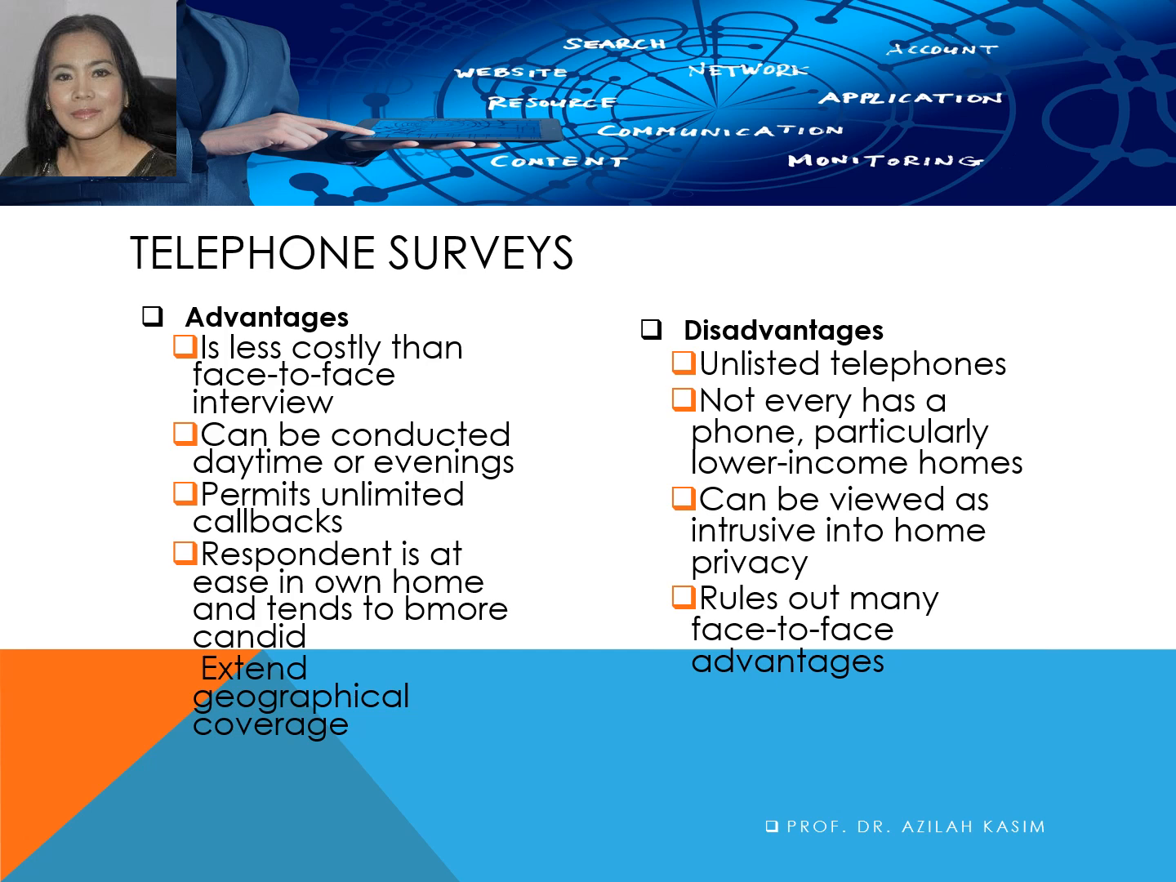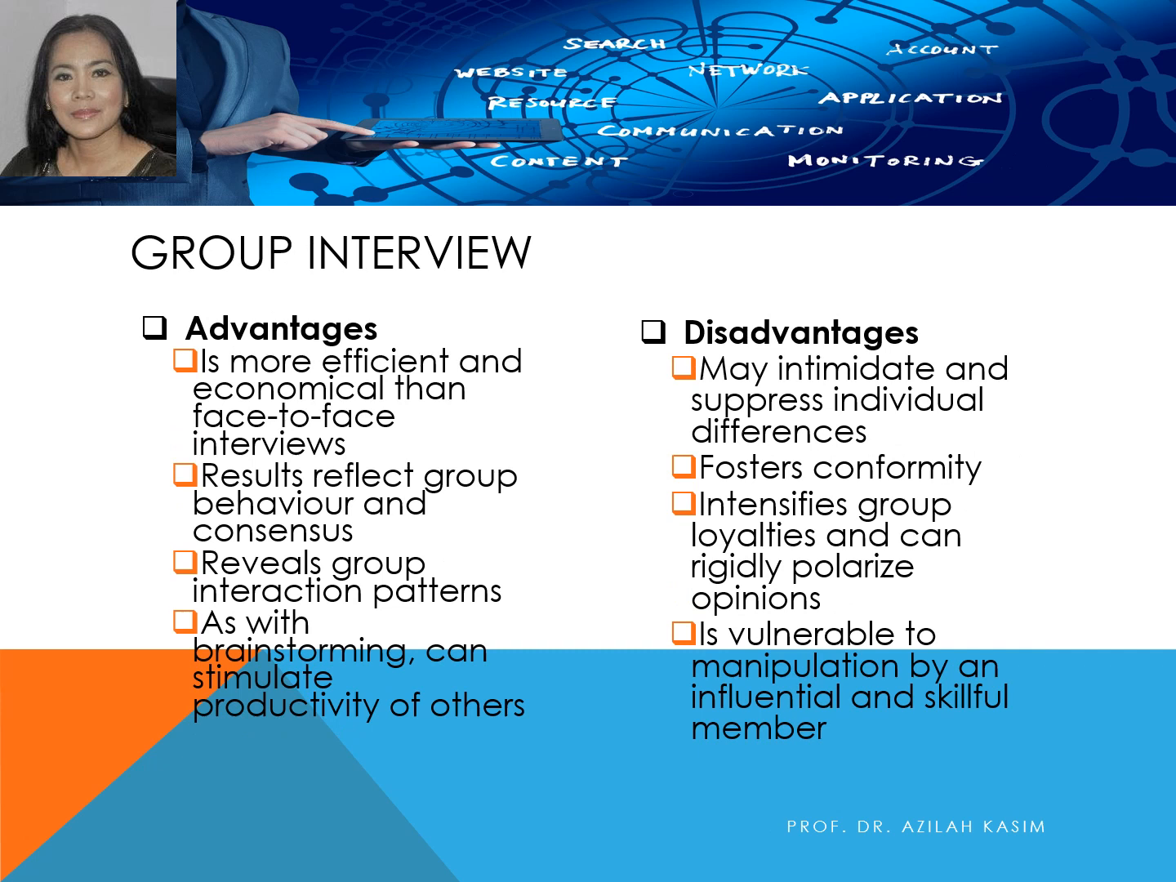If we do a group interview, the advantage is that it is more efficient because you get to do so many people at the same time. Results reflect group behavior and consensus, not individual. It reveals group interaction patterns. As with brainstorming, it can stimulate the productivity of others. That means when people are together, when you do a focus group, you can see how they interact, what their chemistry looks like, how they react to one another. That gives a lot of information to the researcher about the context behind all those attitudes and perceptions.